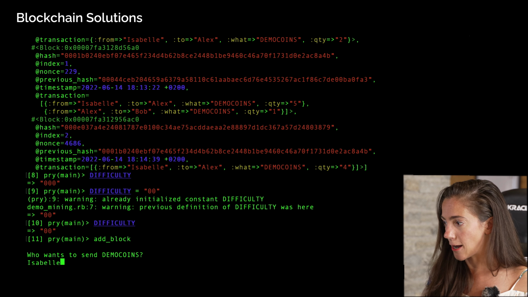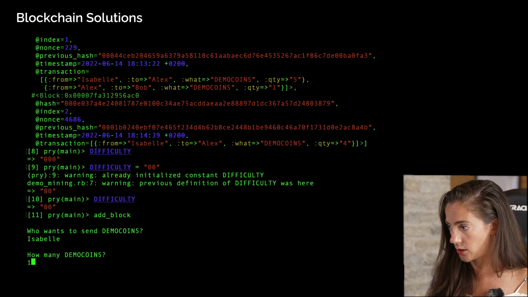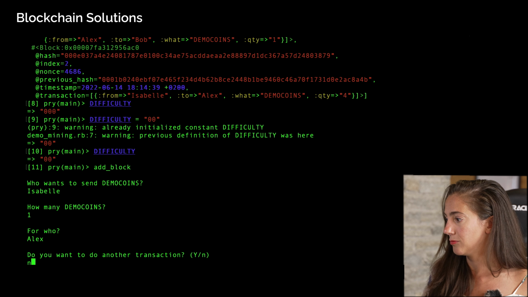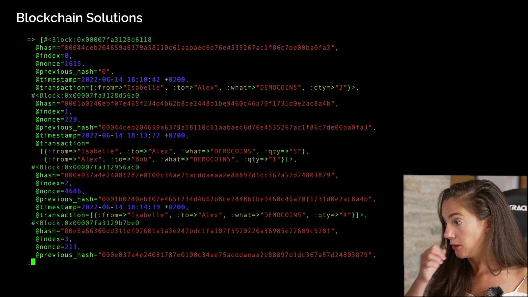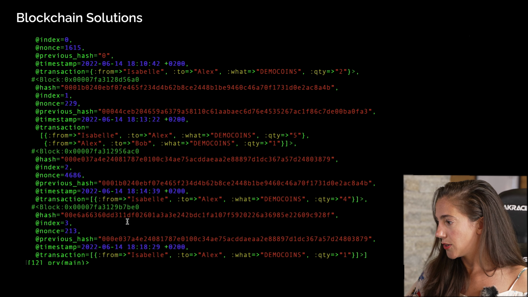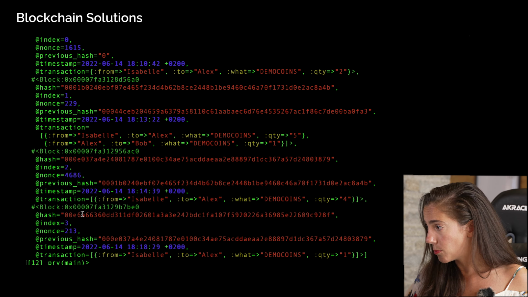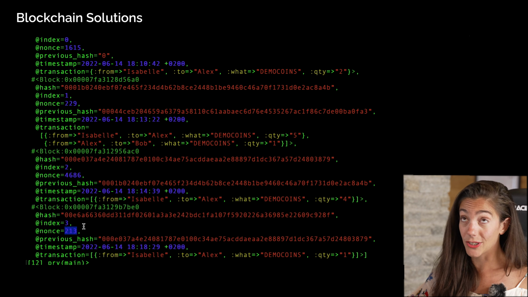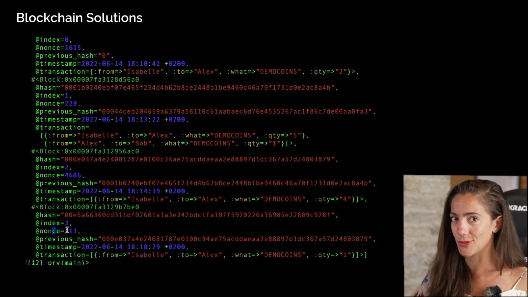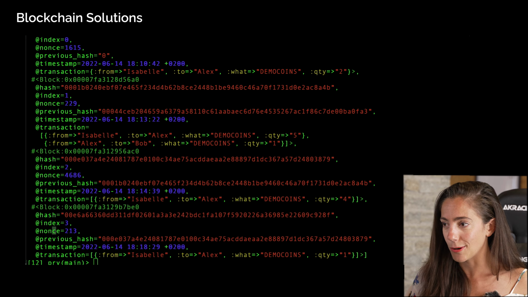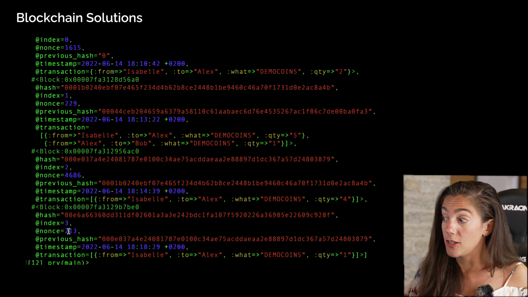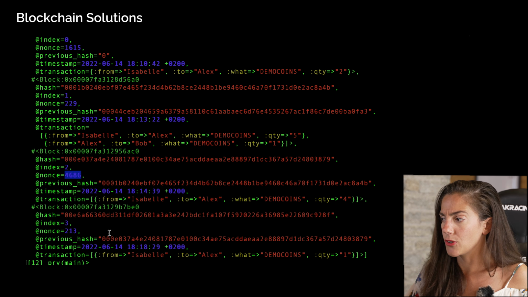Okay, now I'm adding a block again. So let's say Isabelle wants to send 1 to Alex. Okay, wow. So here I see my new block. It required 214 attempts, because the first nonce is 0, I think. Therefore, I needed many fewer trials than for this one.